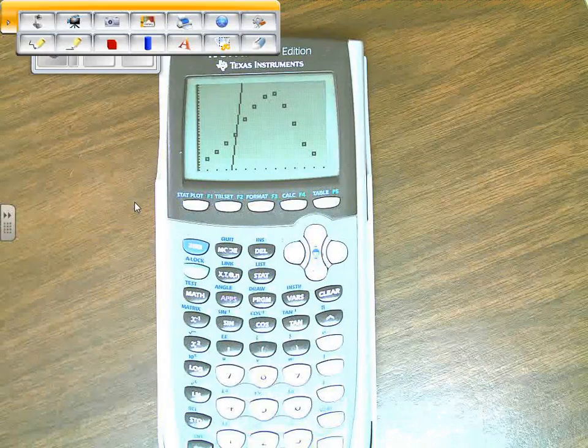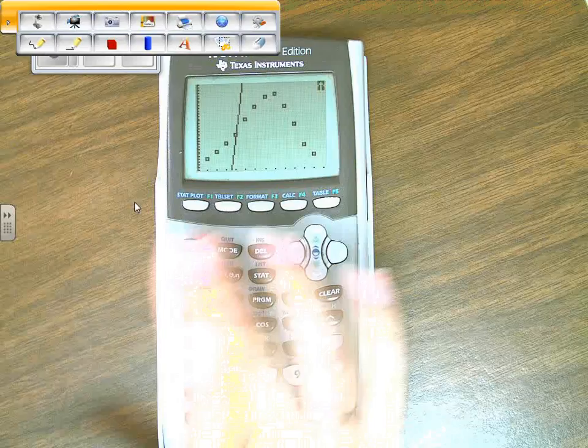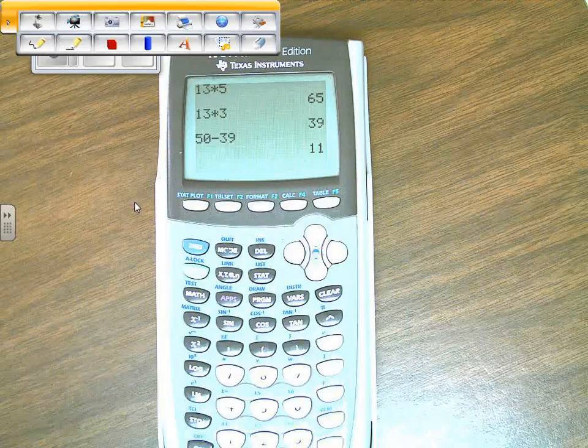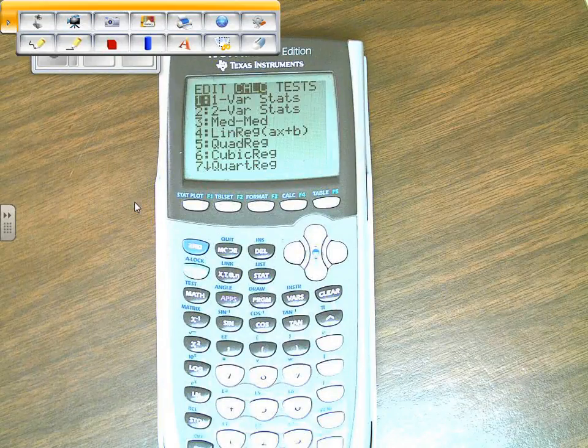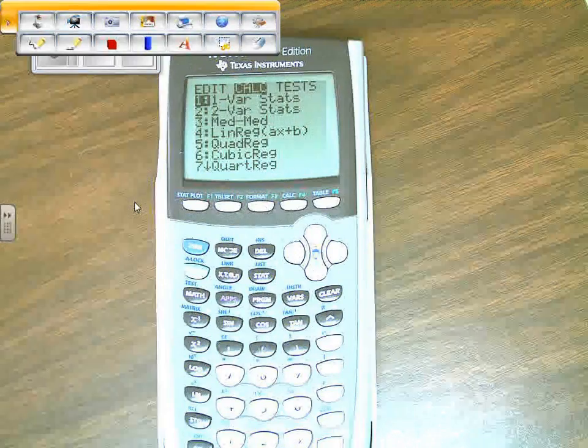Now here's your part. Go to your home screen and go to Stat and over to Calculate. So this is the part you need to remember, so you might want to write that down. Stat Edit, type in the list, and then Stat Calculate.